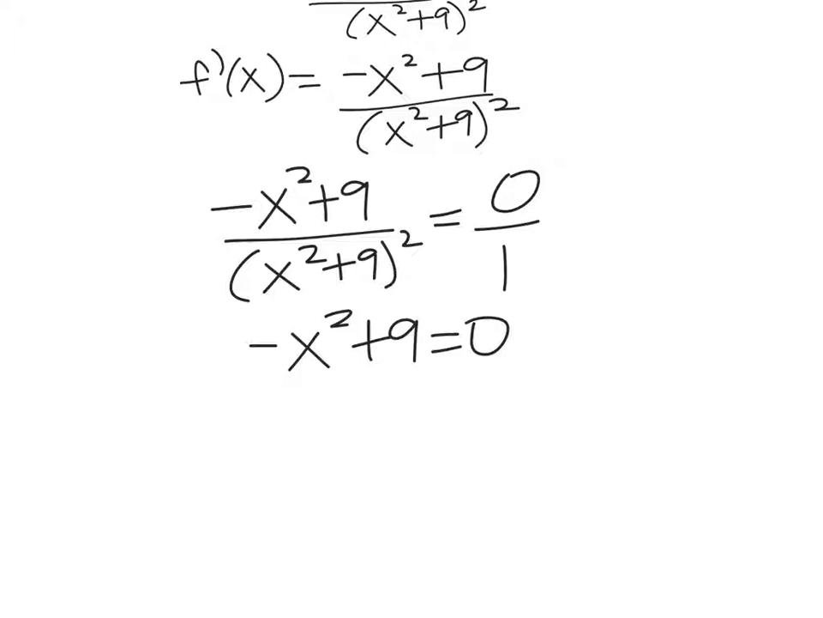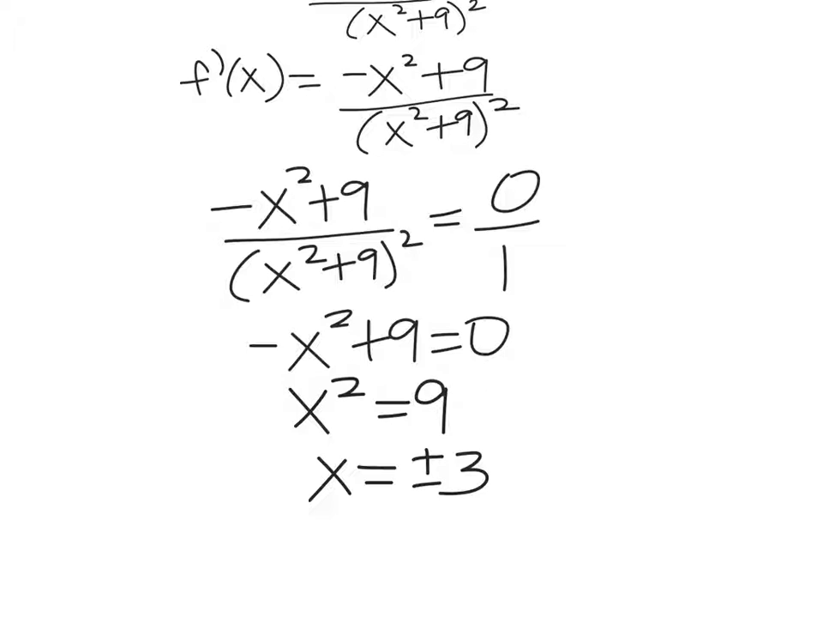Now, nobody likes a negative x squared, right? What you can do is multiply everything by negative 1, or you could just add x squared over, I guess. That would be even better. You get x squared equals 9. So x equals what? Plus or minus 3.